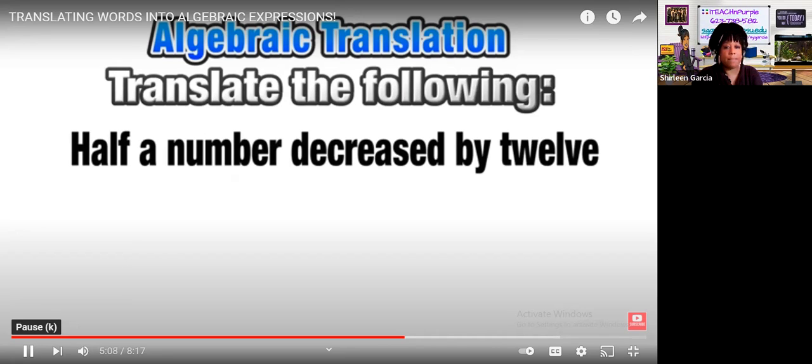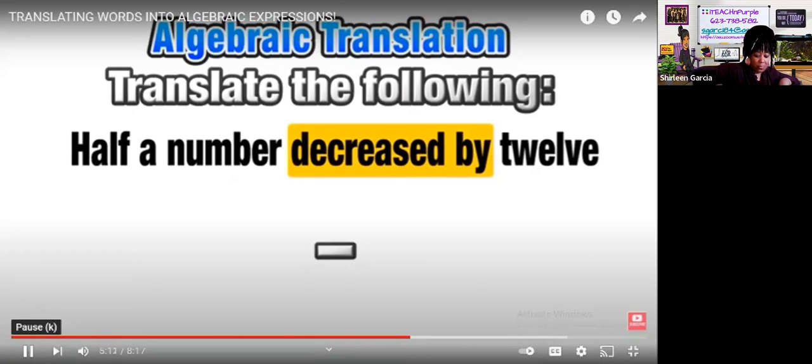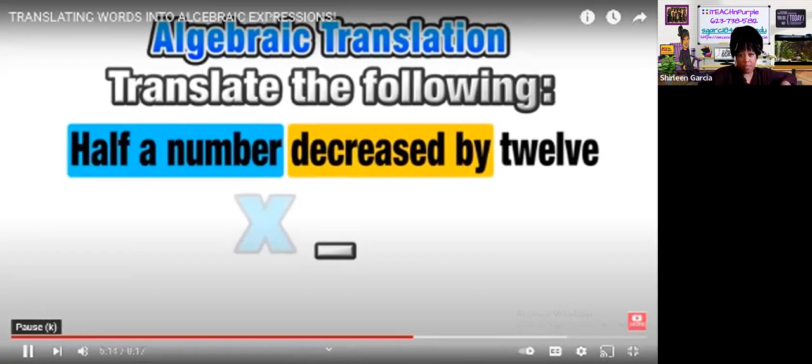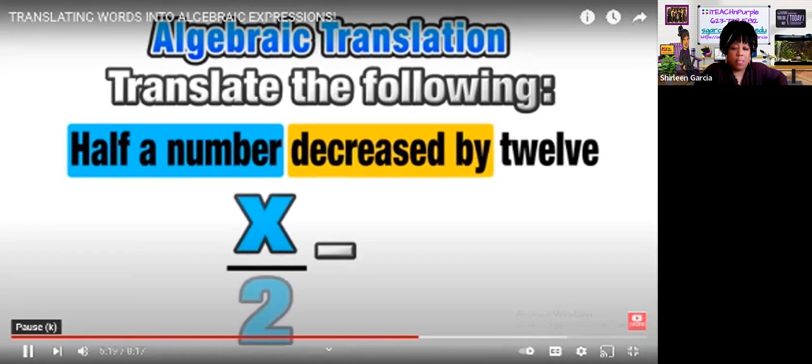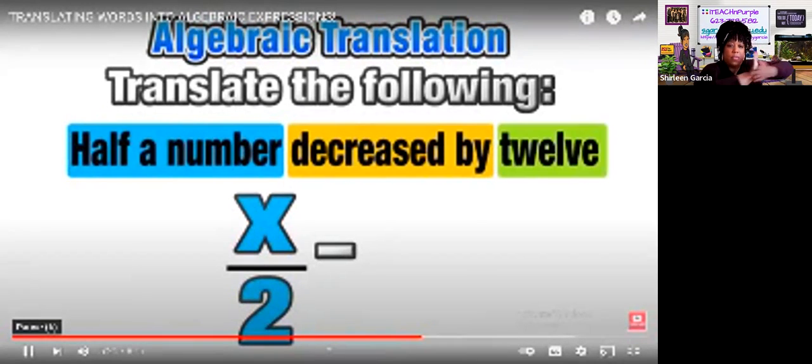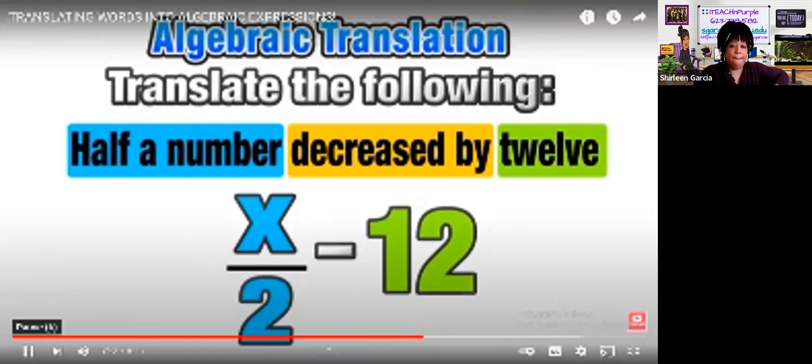Have the phrase half a number decreased by 12. Decreased by means to subtract. And now the first term is half a number. We'll call that number x. And half of it means dividing it by 2. So we have x over 2 minus 12.